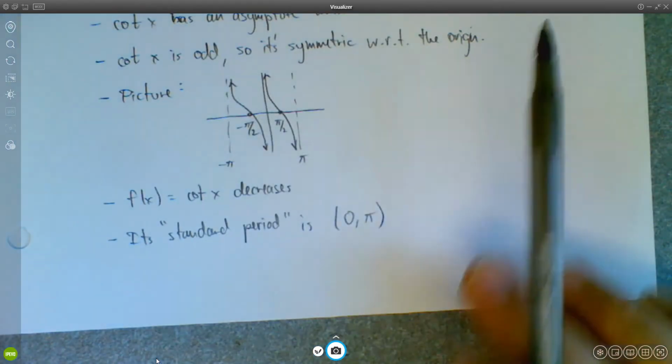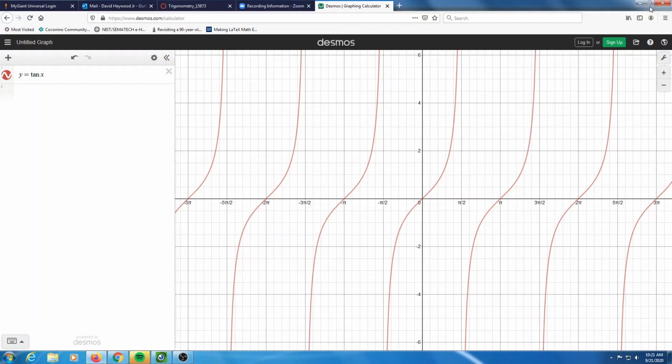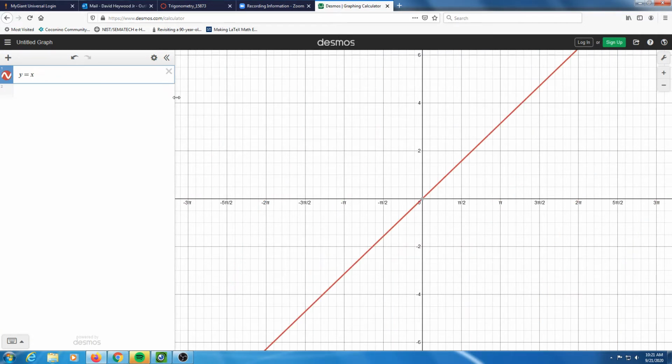And its standard period, rather than being from negative pi over 2 to pi over 2, is from 0 to pi. And I'll show you why. So let's look at the cotangent function in Desmos. Okay, so here's the tangent function. Again, you can see one copy of it takes place between negative pi over 2 and pi over 2. But take a look at the cotangent function.